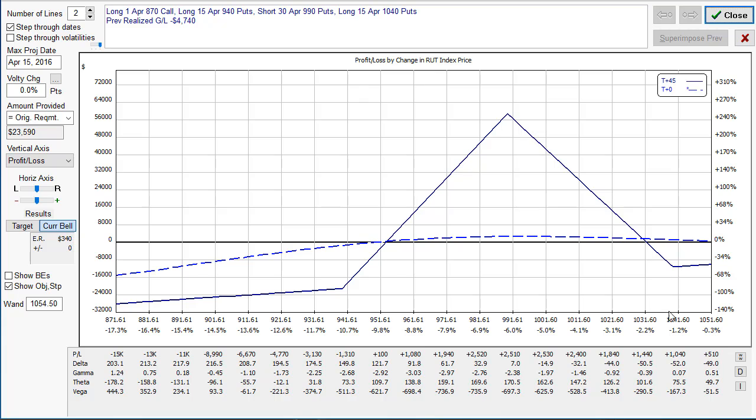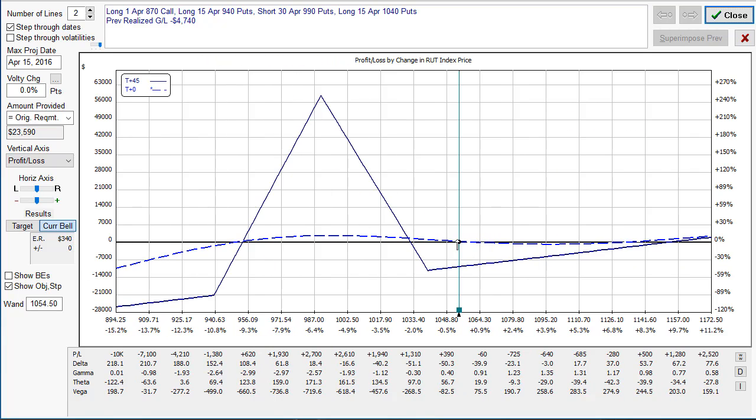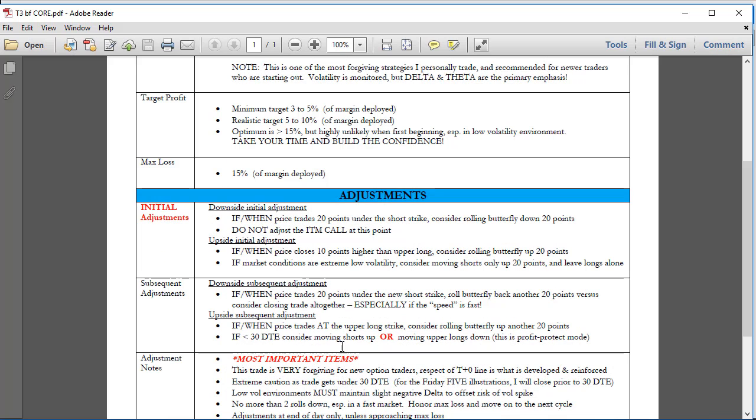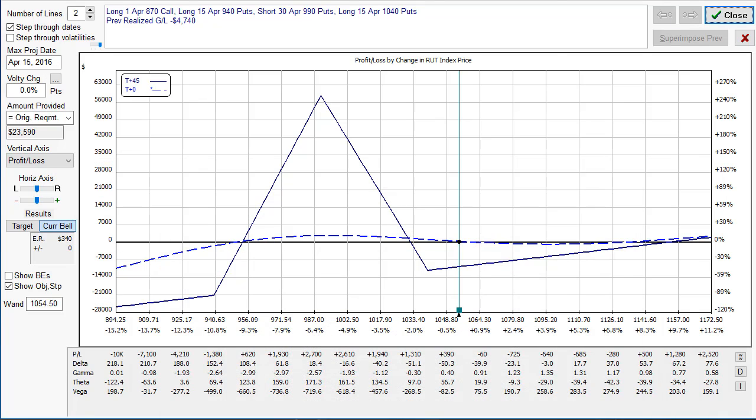And so now where are we at? We're another 20-point move up. We're way out above this upper long. What are we going to do? Well, this says if when price trades at the upper long, we roll it up. We already did that. We're not under 30 days to expiration. So what are we supposed to do?